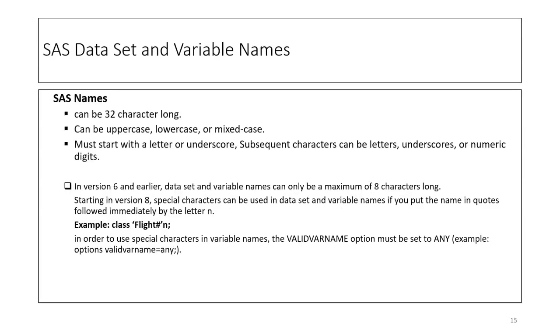Now, SAS dataset variable names: how can we name a variable? There are some naming rules. A name can be 32 characters long, and can be uppercase, lowercase or mixed case. It must start with a letter or underscore. Subsequent characters can be letters, underscores or numeric digits. This is all about the naming rules for SAS, but there are some previous version rules, so you can study those. I will share this content in the download folder. You can download it, right?